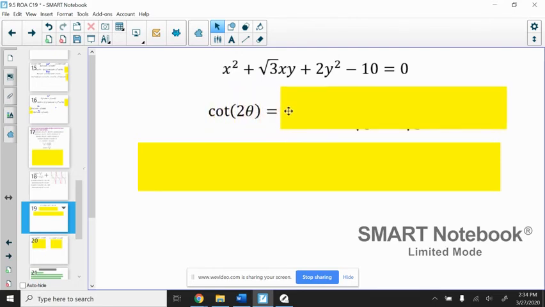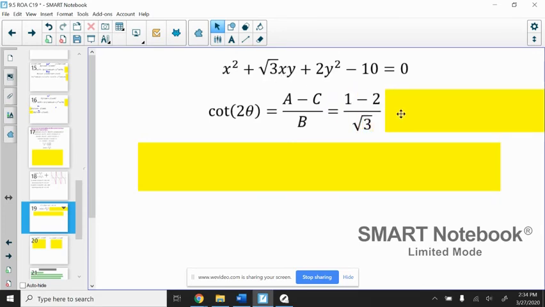Back to our formula. Cotangent of twice theta is just going to be a minus c over b. A is the coefficient of this term. C is the coefficient of that term. B is the coefficient of that term. I'm just going to put my numbers in. 1 minus 2 over root 3. Simplify the numerator. And ding, ding, ding, ding.